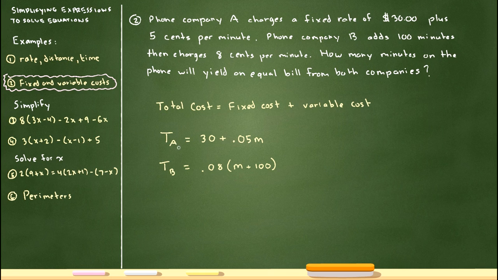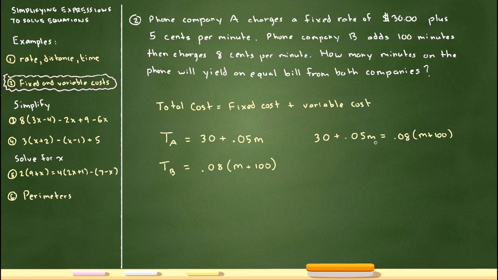Well, T sub A is the first bill and T sub B is the second bill. I want these to be equal. So what we're saying is that 30 plus 0.05 M should be equal to 0.08 times M plus 100. Okay, so here's our equation. So this looks good. We have a missing variable m. Okay, that's what we're looking for. So let's try to solve for m here. Let's see what we have to do.